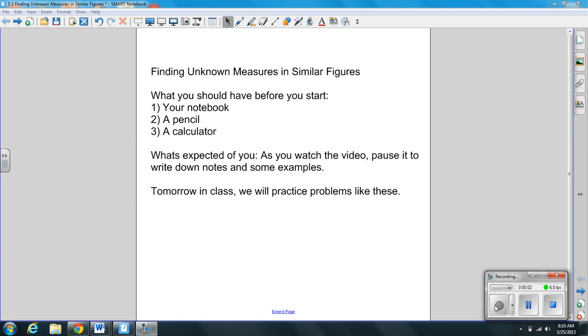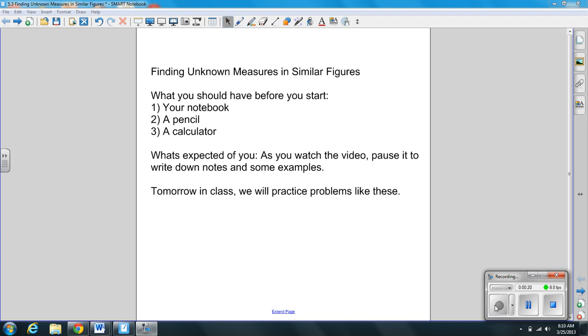Good morning, everyone. Today we're going to be working on lesson 5.3. It's called Finding Unknown Measures in Similar Figures. What you should have before you begin this lesson: your notebook, a pencil, and a calculator. And what I expect from you.